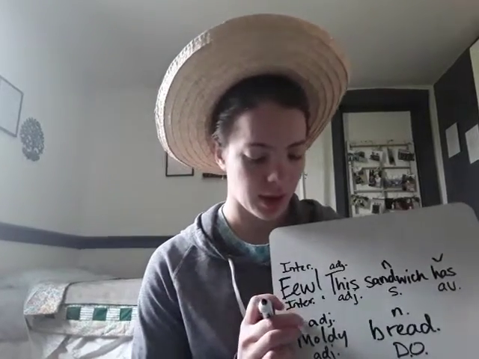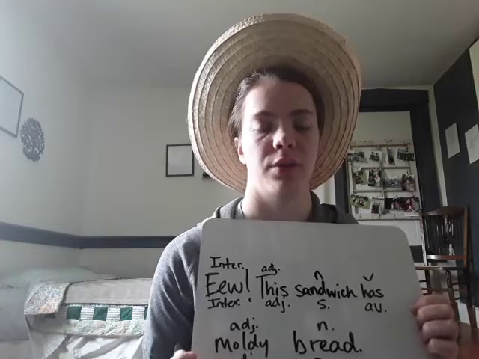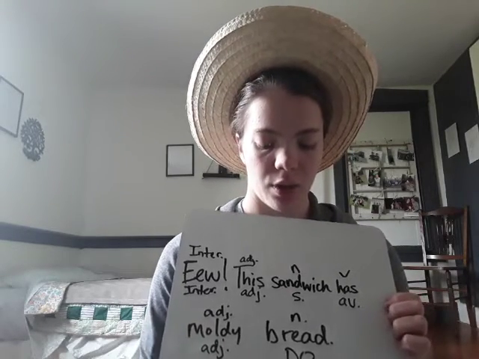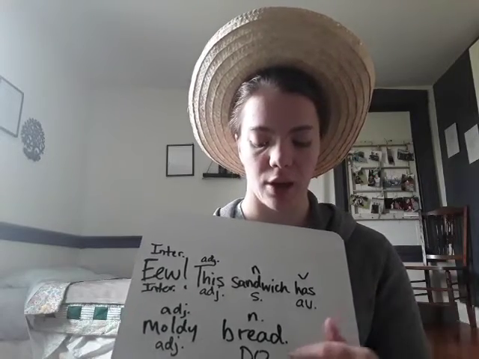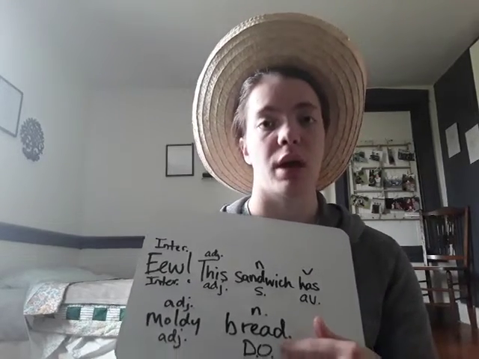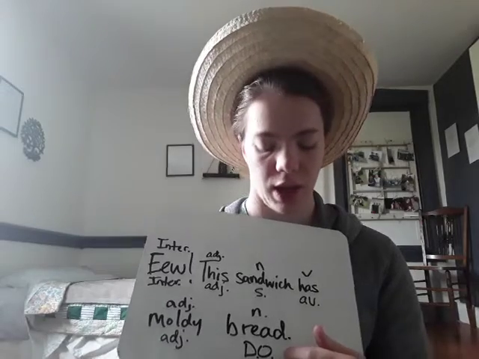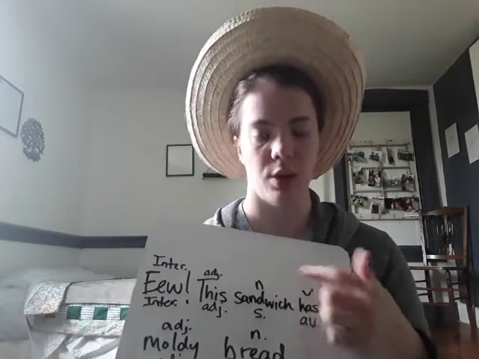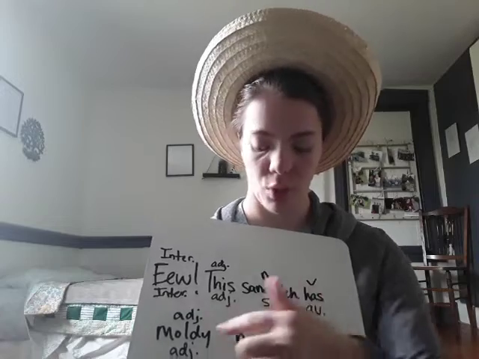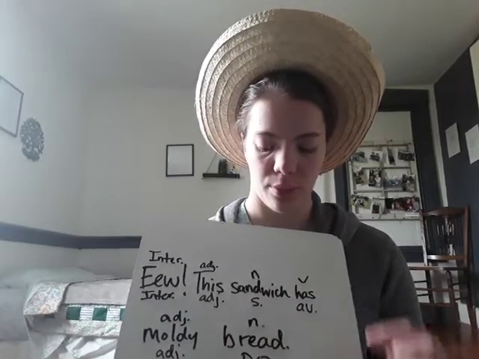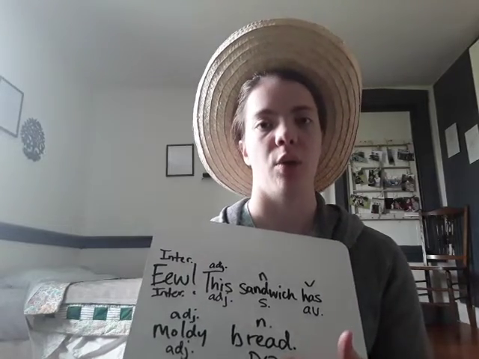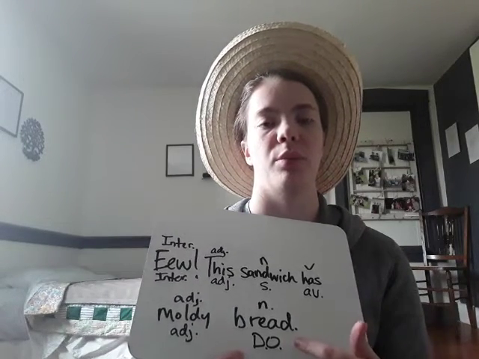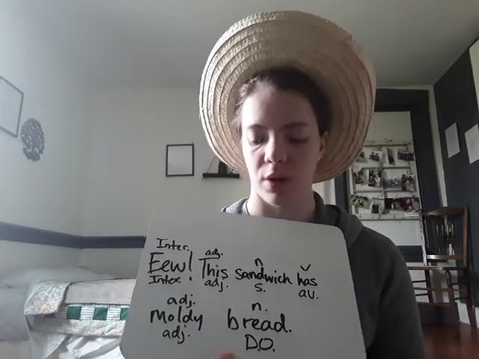Moldy, we said, is an adjective. That's the part of speech, and it's functioning as an adjective. And the last word, bread, is a noun, like we said. It's naming a thing, so it's a noun, but it's used as the direct object in the sentence. It's telling us what the sandwich has. It has moldy bread. So bread is receiving the action from the verb, which makes its function the direct object.